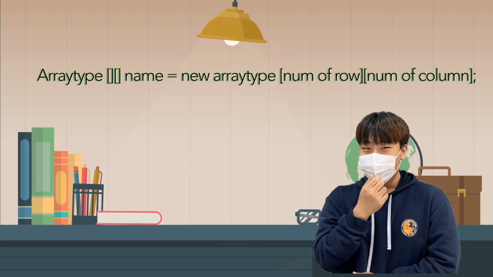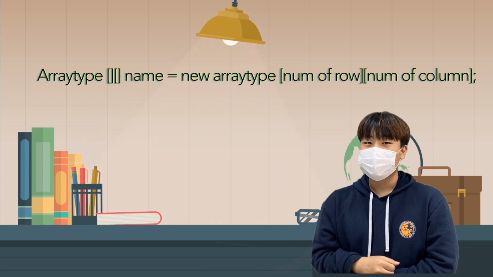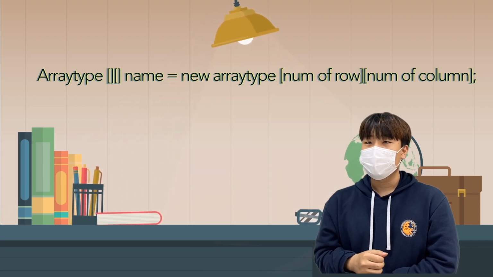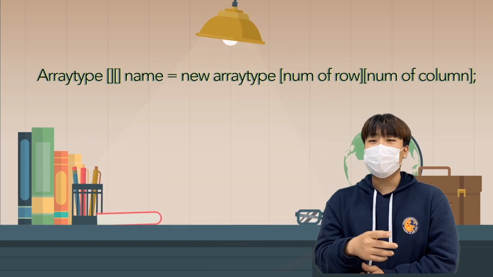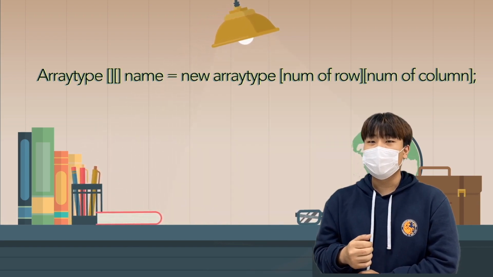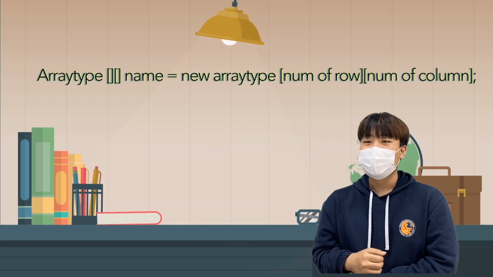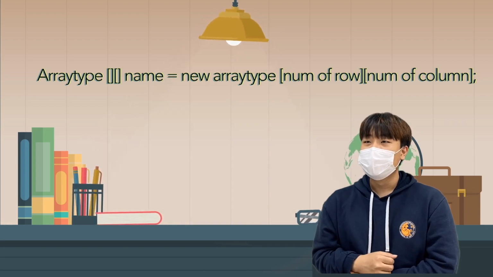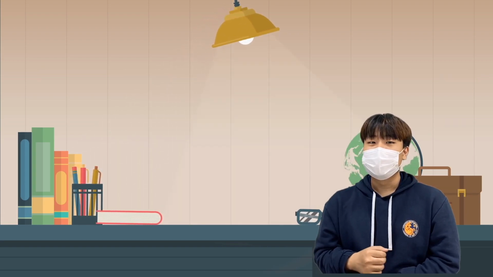So far, there's no big difference from one-dimensional arrays, and here's the difference. When you're initializing the 2D array, you must set the number of arrays, which is the number of rows, and for the next square bracket, we initialize the number of columns, which is the length of the row. The basic format of initialization will look like this.